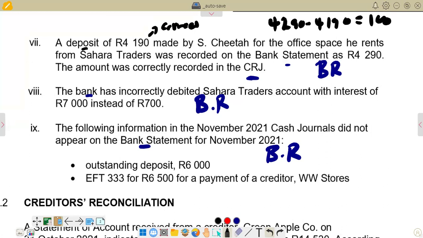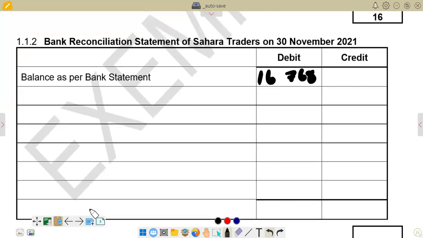So we come here, going to make a reconciliation, saying amount wrongly credited.